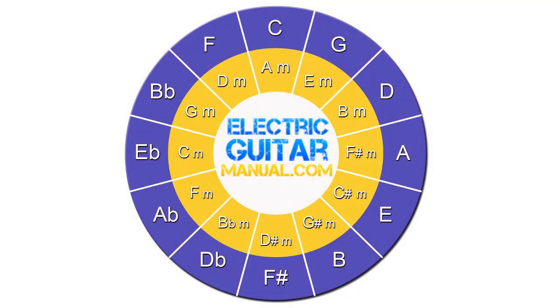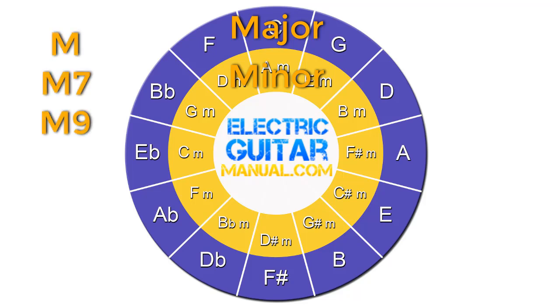In the blue circle we have the major keys, scales or chords, and in the yellow circle the minor keys. When I talk about major or minor chord, I mean all major or minor chords. It can be a major chord, major seventh or major ninth for example, and in minor the same, it can be minor, minor seventh or minor ninth.